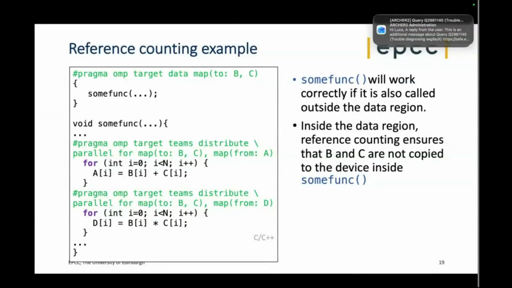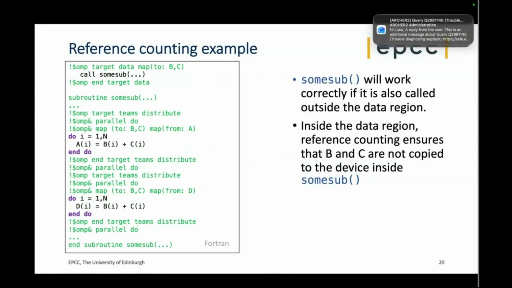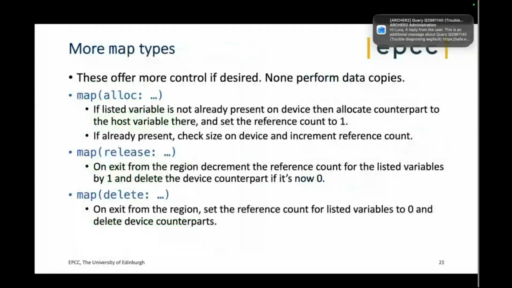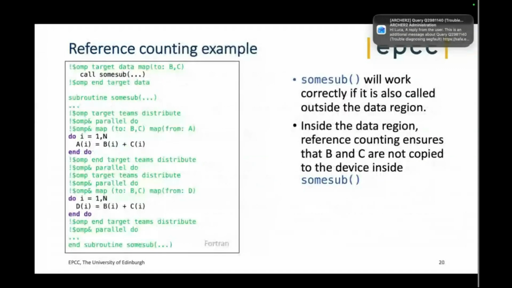So that's the reason for all this keeping track of how many times data is being mapped: to avoid unnecessary copies, but still make sure you can write your code in a modular way without caring too much about what your data environment is. And okay, this is some example with Fortran. So different syntax, but essentially the same.